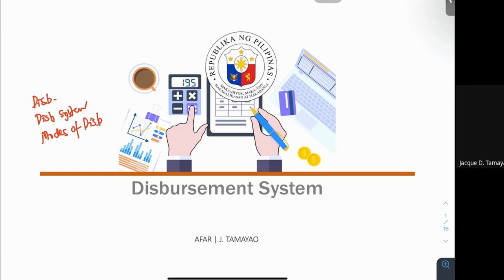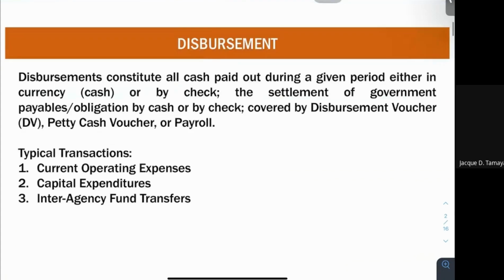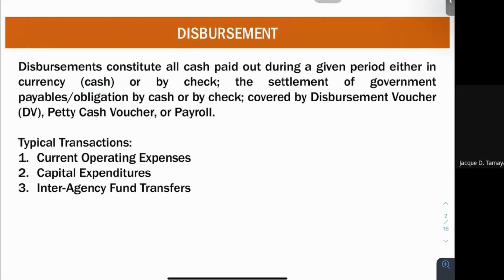So let's start and define disbursement. What is disbursement? Disbursement constitutes all cash paid out during a given period, either in currency or cash or by check. Actually, by this definition, you already have an idea on how disbursement is made. Disbursement is through cash or through check. However, ultimately, there must be a cash paid out.